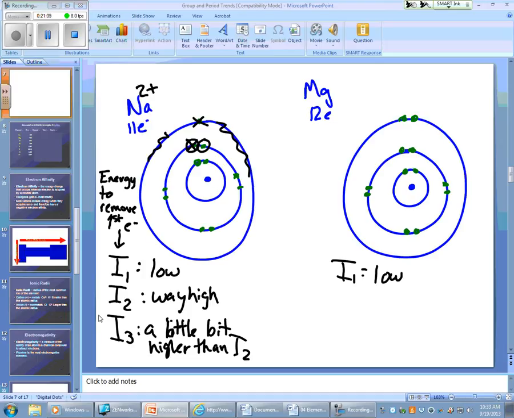So now I'm going to remove the next electron. So I2, your second ionization energy. So I've removed this one. That was pretty easy. Now I'm going to remove this next one. Is magnesium stable at this point before I've removed it? No. So is it going to require more or less energy to remove that second electron? Always more, always more. All right, but you're not going to see a big jump like we saw in sodium. So a little bit higher than I1.